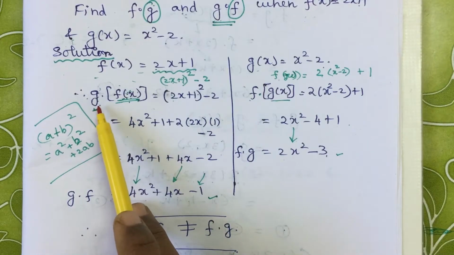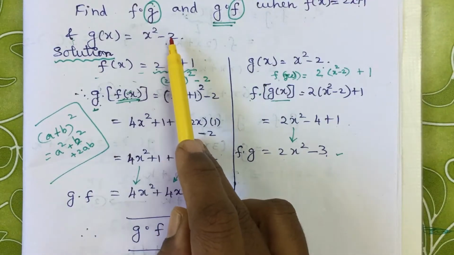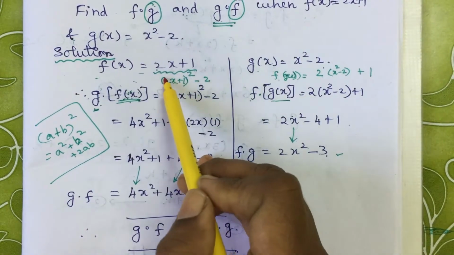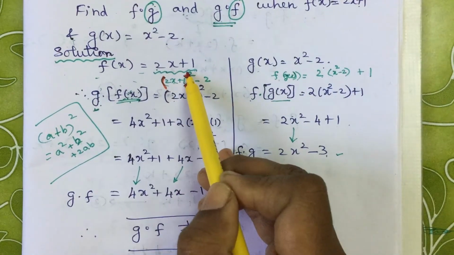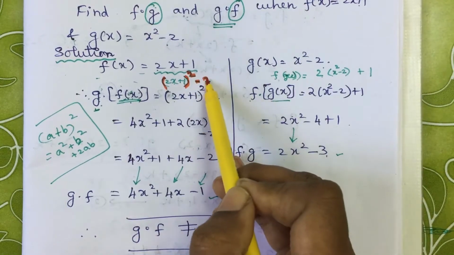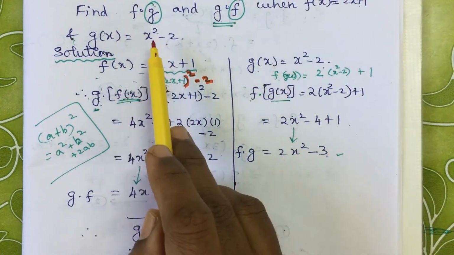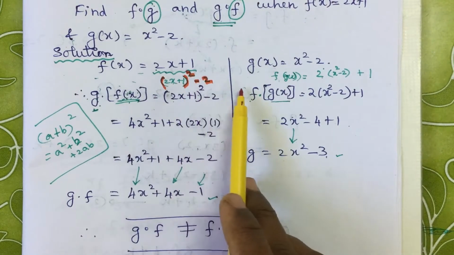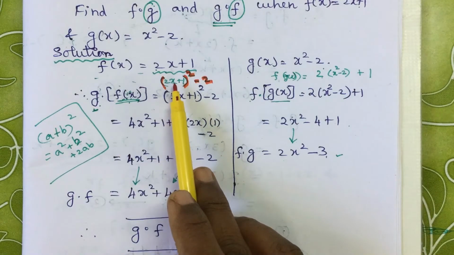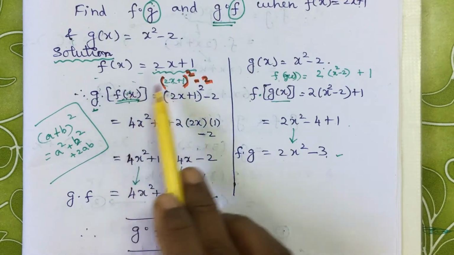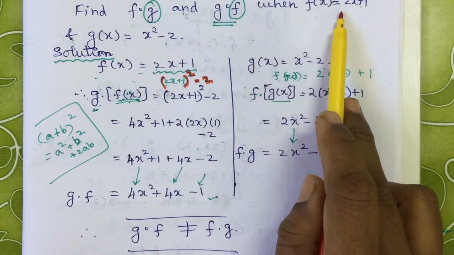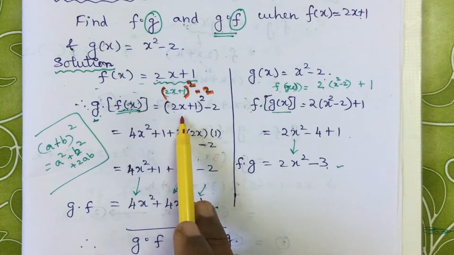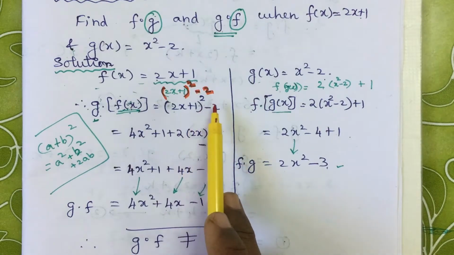Look at the function for g, x square minus 2. So forget the x square here, and write it as something square minus 2. Keep this in mind. Forget x, remember it as something square minus 2. So what is this something now? Here f of x is the something. f of x is 2x plus 1. So in place of that something, you write 2x plus 1 the whole square minus 2.